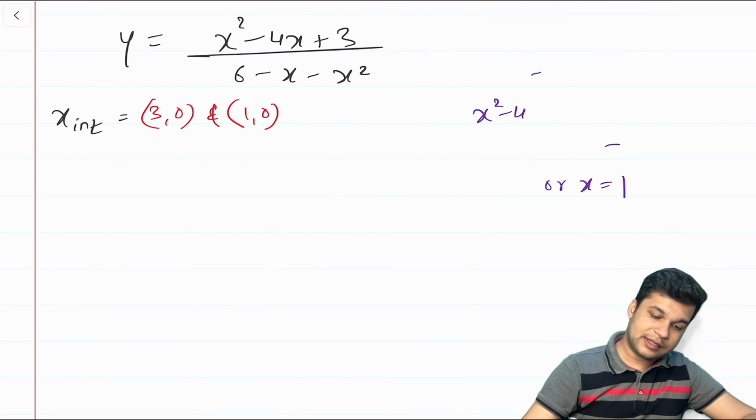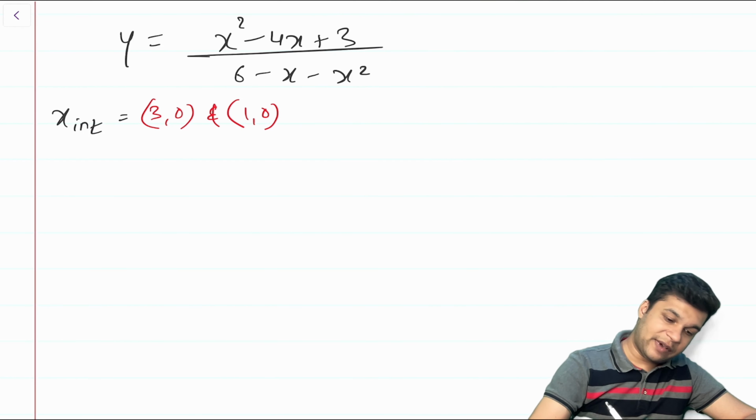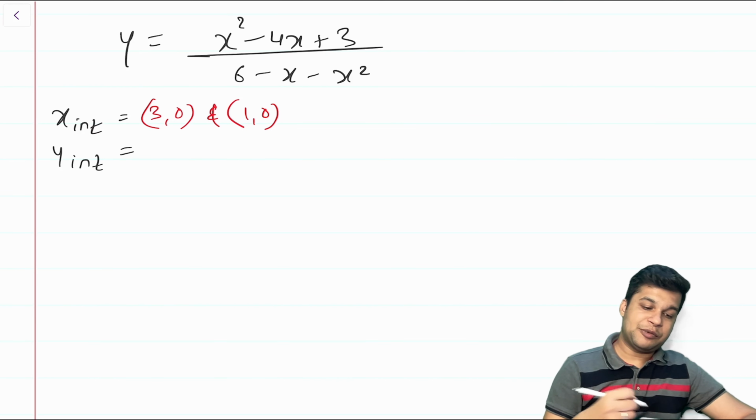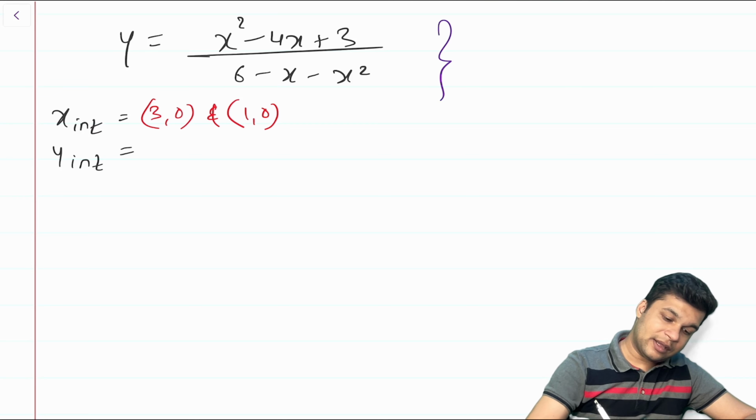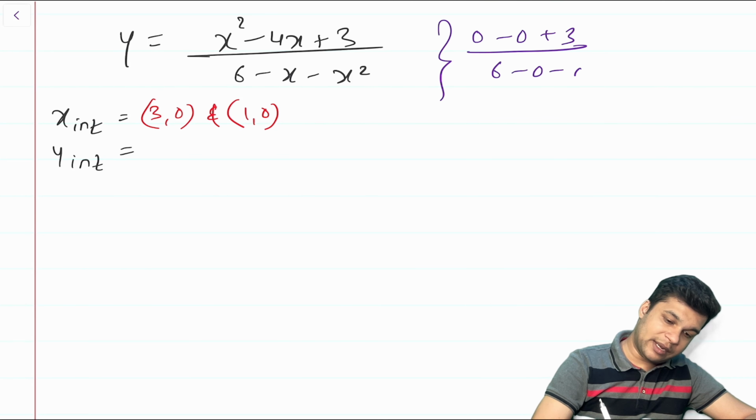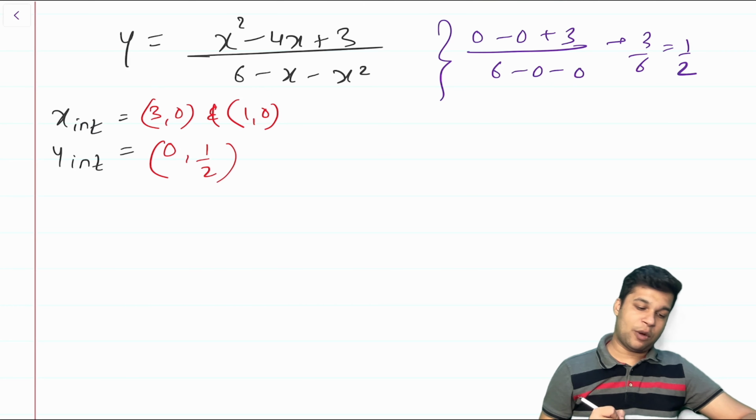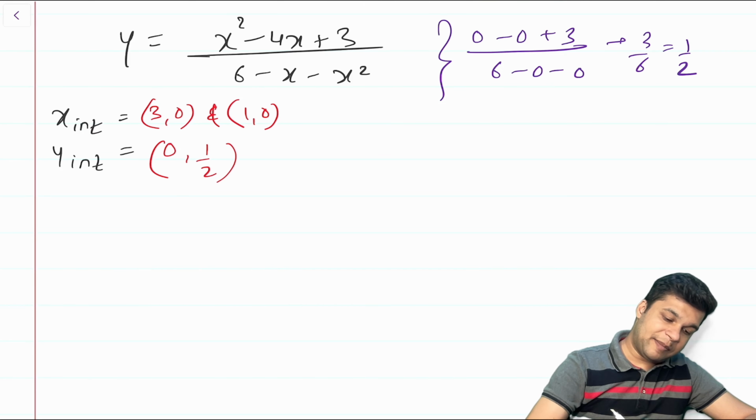Let me erase this. Let's find the y-intercept. What is your y-intercept? Substitute x as 0. So you get 0 minus 0 plus 3 divided by 6 minus 0 minus 0. So this is 3 by 6, which is 1 by 2, right? So the y-intercept will be 0, 1 by 2.